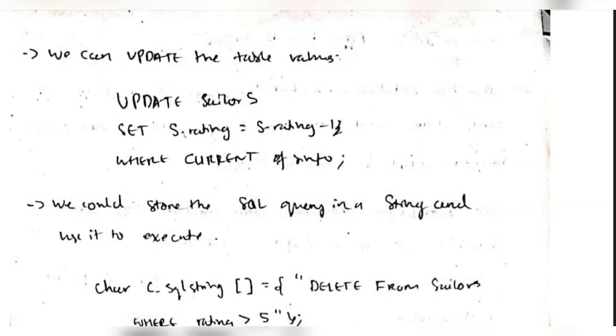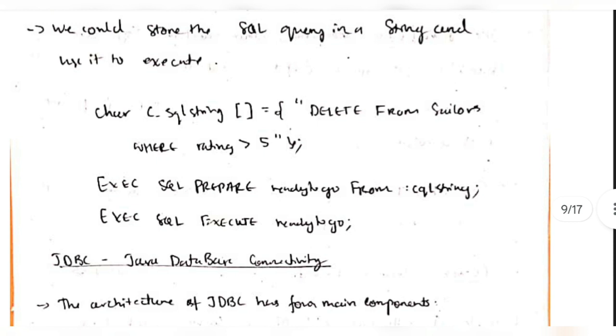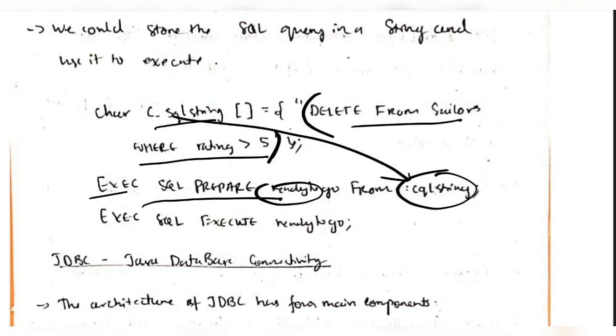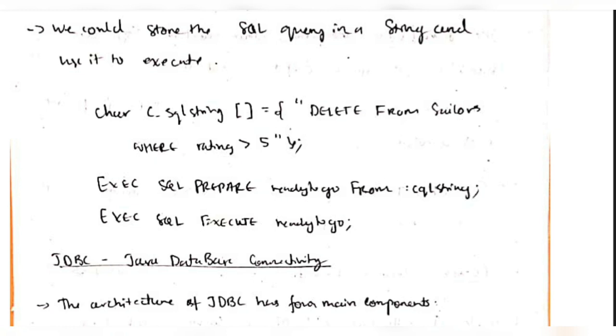We can also store some SQL statements in a string, like c_sqlstring: delete from sailors where rating is greater than 5. So this statement is saved, and we can execute it, like exec, then execute immediate from the SQL string. This is the SQL string here, and then we'll be executing the statement. This will save us the time of writing the statement again and again.